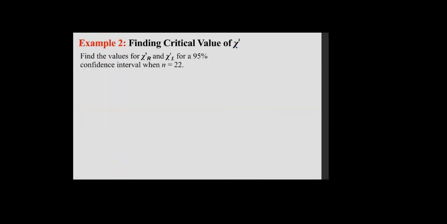All right. So in this example, we're going to come up with the chi-squared of the right and left in the case of a 95% confidence interval. And the reason it changes is because when n changes, the chi-square changes. Okay, so n is 22. That means the degrees of freedom is 21. So you need the table, and so let's write the given information.